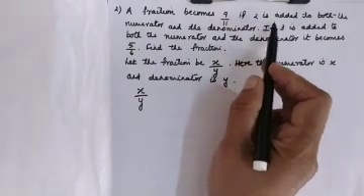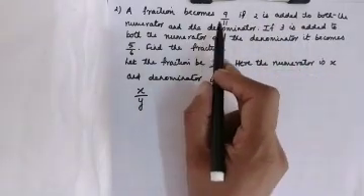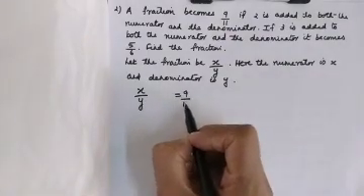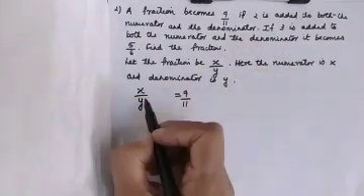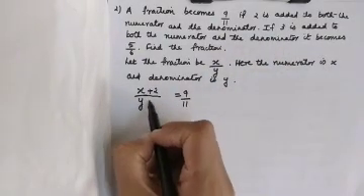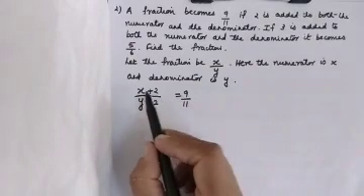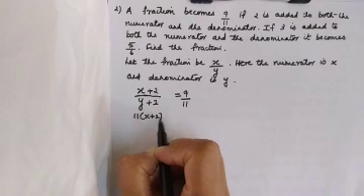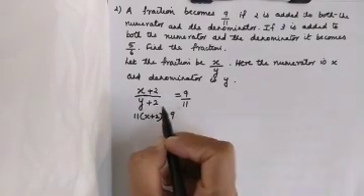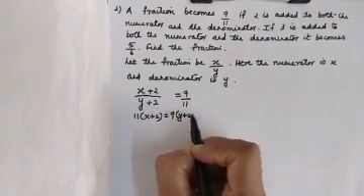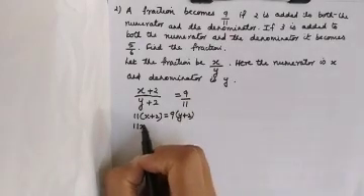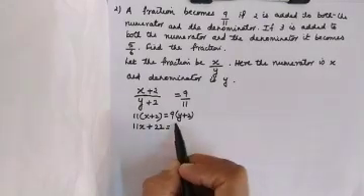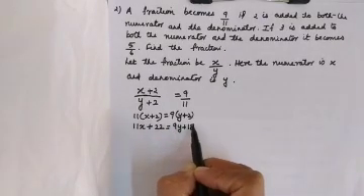In that, if 2 is added to both numerator and denominator, it becomes 9 by 11. This fraction becomes 9 by 11 if 2 is added to both numerator and denominator. Now you have to cross multiply this. That is 11 into x plus 2 is equal to 9 into y plus 2. Expand this, that is 11x plus 11 2s are 22 equal to 9y plus 9 2s are 18.